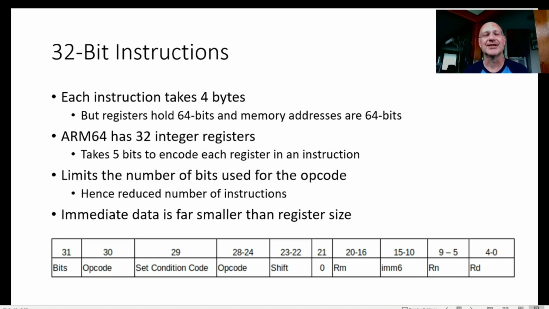And a result of this is that immediate data is far smaller than the register size. So immediate data is when you say load a register with a constant like, say, the integer 5. So in an Intel processor, you can actually load any 32-bit quantity in using immediate operands. In the ARM, often the size of the immediate data is like 6 bits, which is very small. So you can't use immediate data for a lot of things.